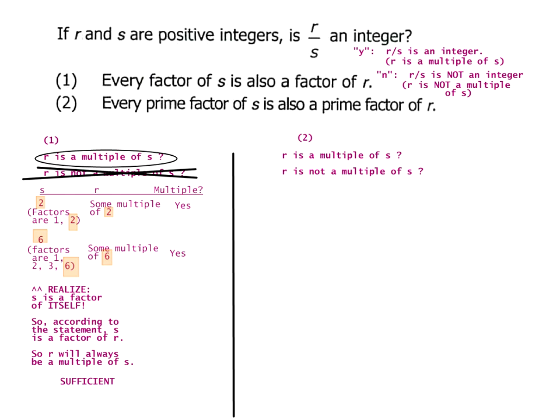Let's try to do it in statement 2. So getting the first case is not so bad. I mean, you can just make S and R the same number. So, like if S is, I don't know, 10, and R is also 10, then sure, because every prime factor of 10 is definitely also a prime factor of 10. So we got this. How are we going to get this to not work? How are we going to get it to not be a multiple?